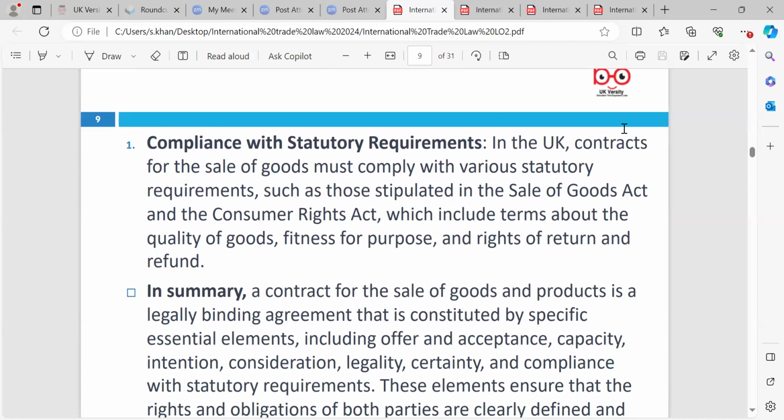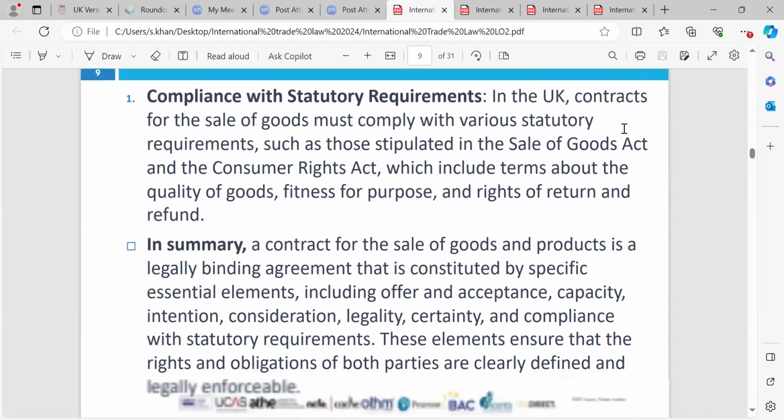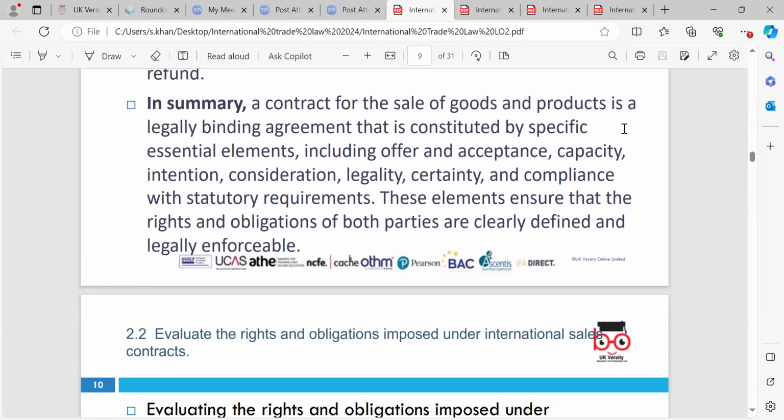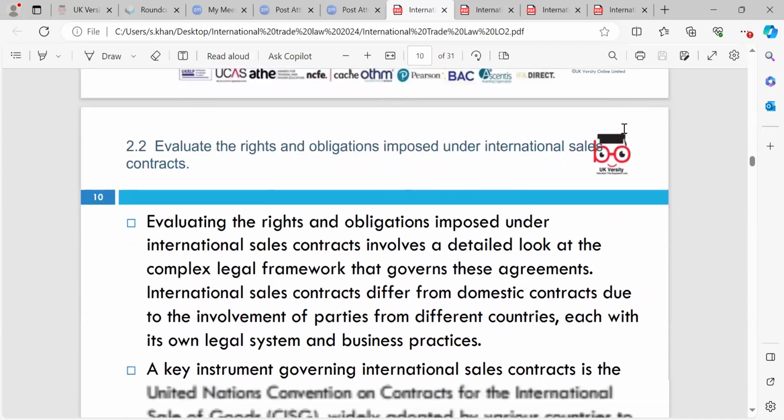Compliance with statutory requirements. In the UK, contracts for the sale of goods must comply with statutory requirements such as the Sale of Goods Act and the Consumer Rights Act. To summarise, a contract for sale of goods and products is a legally binding contract, and these elements must be part of it.